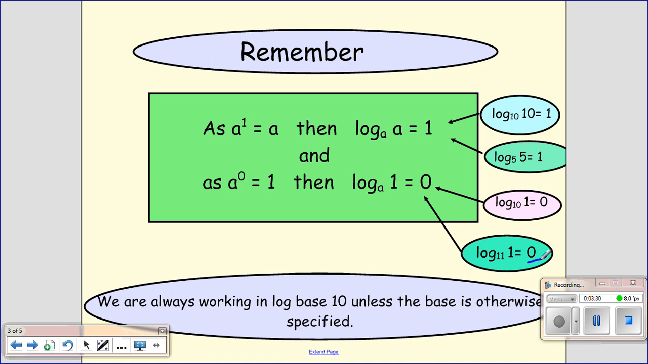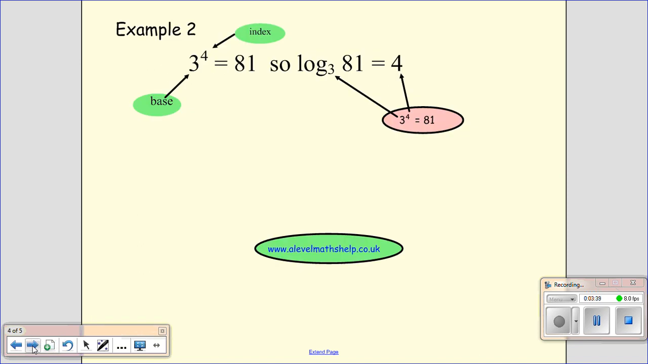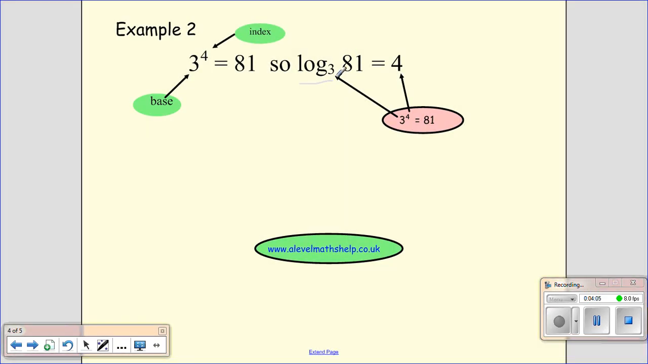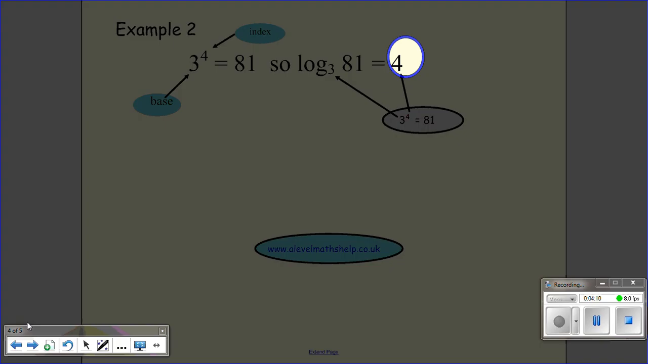Now it's worth noting that you're always working in log of base 10 unless somebody tells you or directs you otherwise. So let's look at another quick example. Here we've got 3 to the power of 4 equals 81. So 3 times 3 times 3 times 3 gives you 81. So what's our base? The base is this number here. So we're working in log of base 3. And we want to get the answer of 81. What power did we need to get to 81? The power we needed was 4.